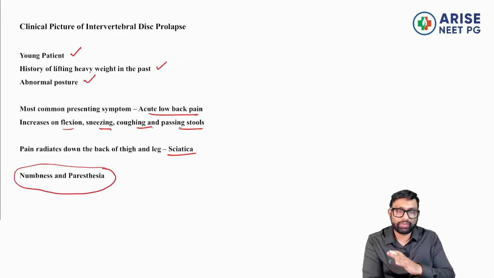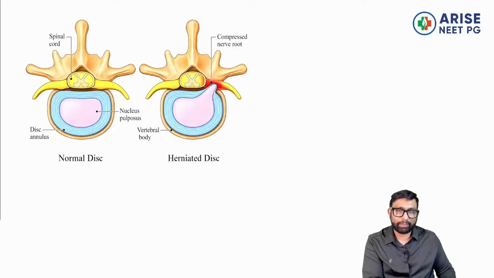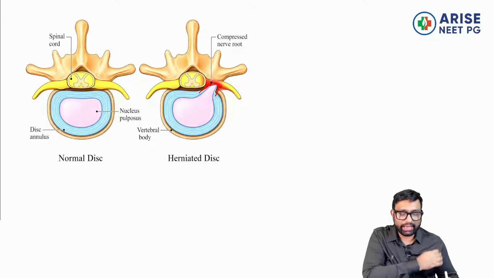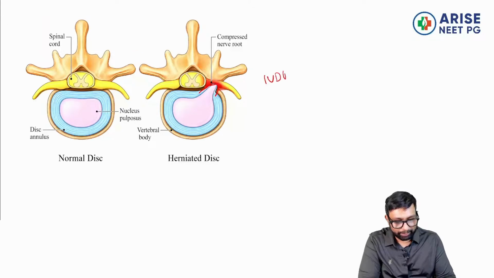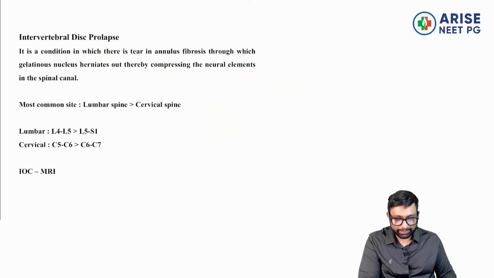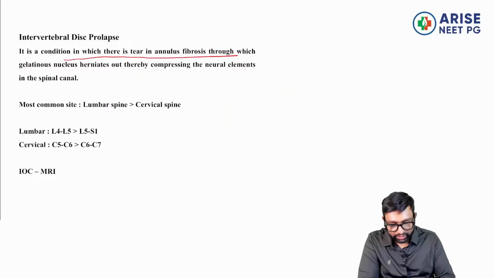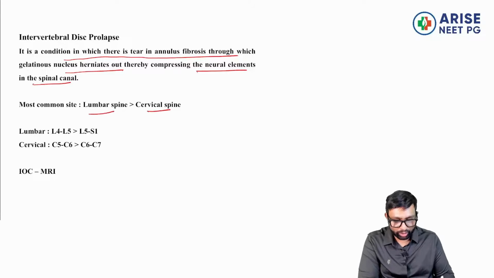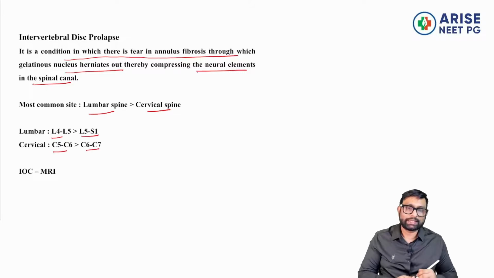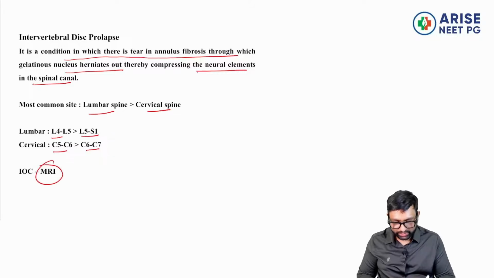So this is a patient with IVDP, and if you look at the MRI, you saw that there was a disc that has come out like this, and that is called a herniated disc, or also called an IVDP, intervertebral disc prolapse. Intervertebral disc prolapse is when there is a tear in components of the disc which presses on the neural elements of the spinal canal. Lumbar spine is more common than cervical spine. L4, L5 is more common than L5, S1. In cervical spine, C5, C6 is more common than C6, C7. And investigation of choice is an MRI.